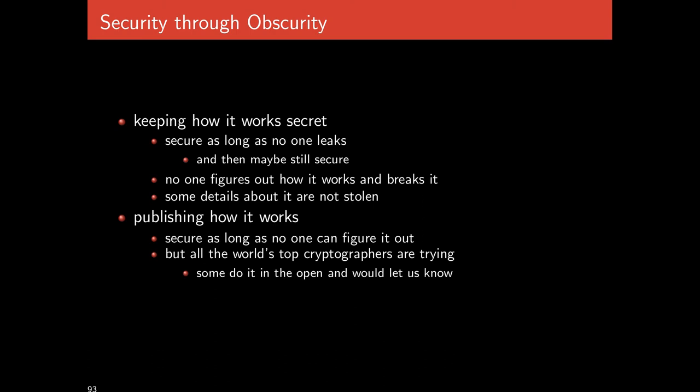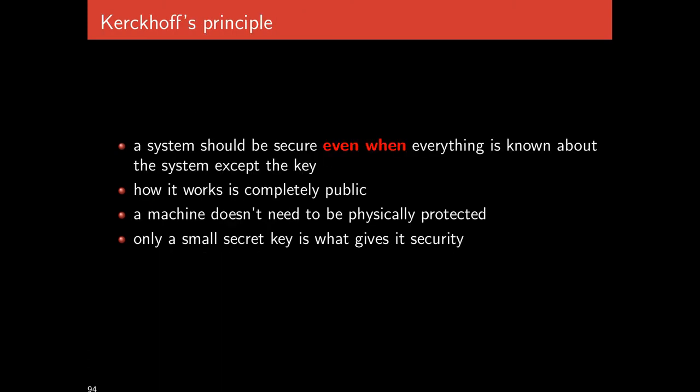Now, of course, some cryptographers work in the open and would let us know if it's broken. Others don't work in the open and wouldn't let us know if it was broken. So it's not a perfect measure. It may be the case that it is broken and some people know it. But it's better than relying on no one ever finding out how it works, and that being the only reason this encryption system works. This is also formulated as Kirchhoff's principle.